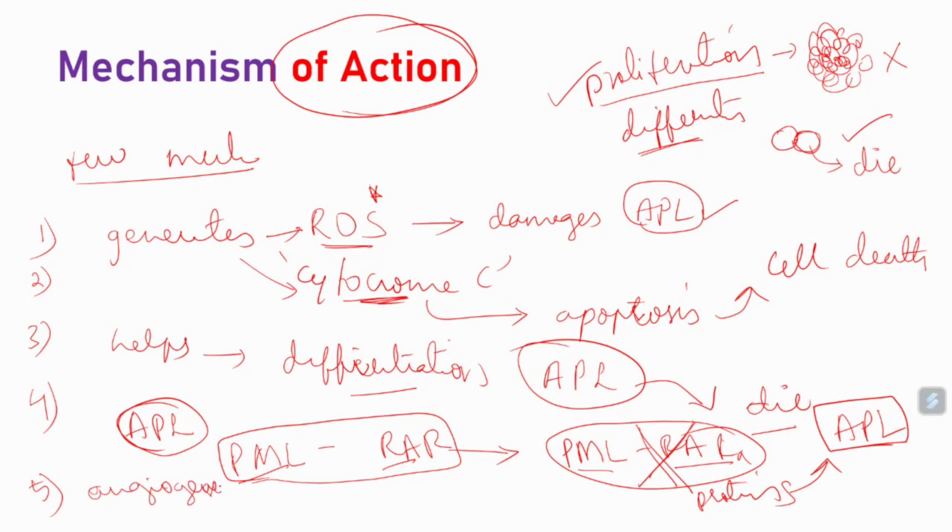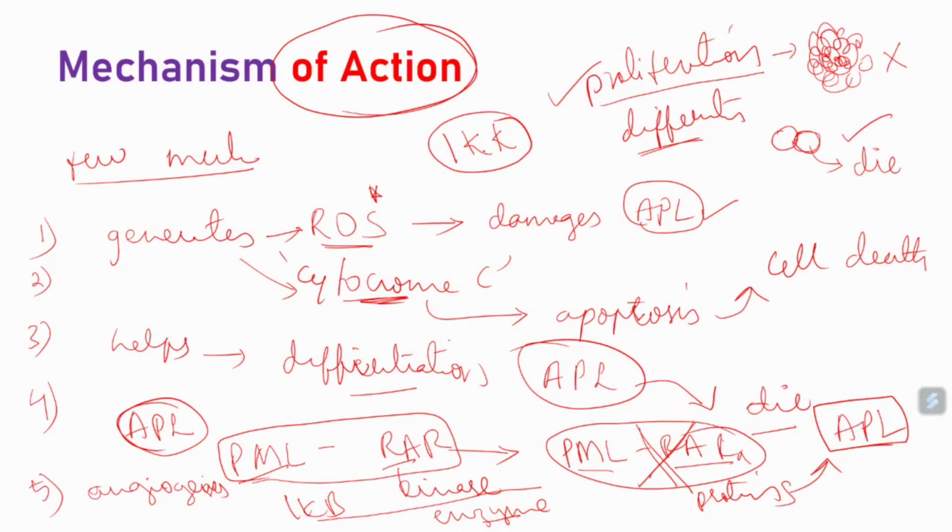angiogenesis, and it inhibits IKB kinase enzyme. Very, very important mechanism. This is arsenic trioxide. What it does, it inhibits IKB kinase enzyme, which is simply called IKK. IKK enzyme is inhibited by arsenic trioxide.